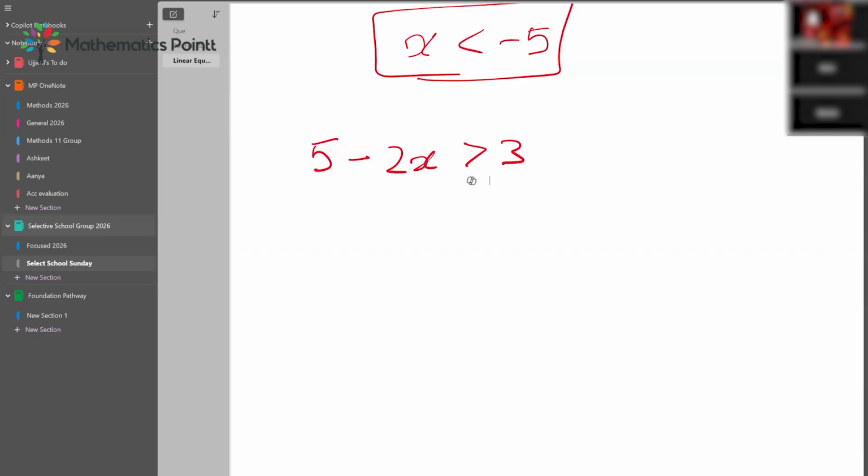It is 5 take away 2x. There is no equal to sign. It is either greater than or less than sign. So anyone who's dropped an equal to sign is incorrect. The sign needs to be exactly matched, right? Equal to, if it is not mentioned, should not be there in your answer.